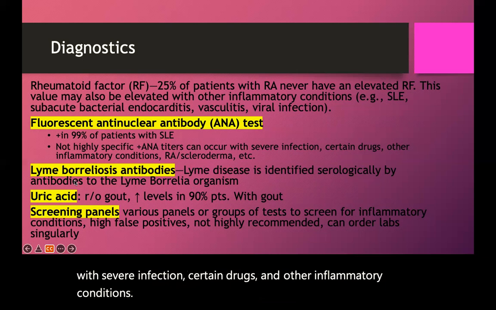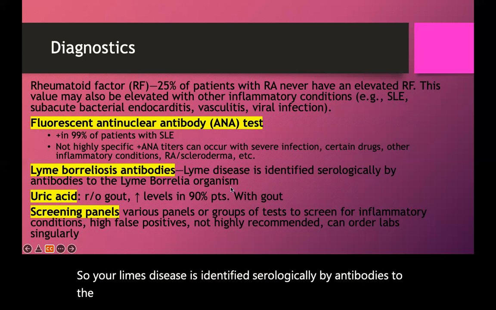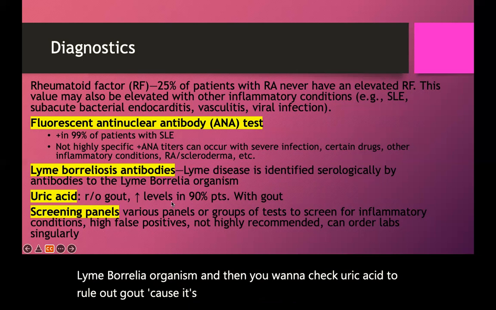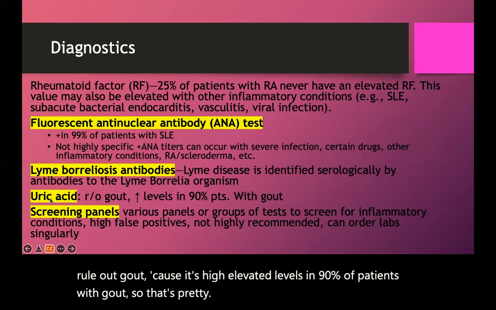So your Lyme disease is identified serologically by antibodies to the Lyme Borrelia organism. And then you want to check uric acid to rule out gout, because there are elevated levels in 90% of patients with gout. So that's pretty accurate in terms of its diagnostic value.